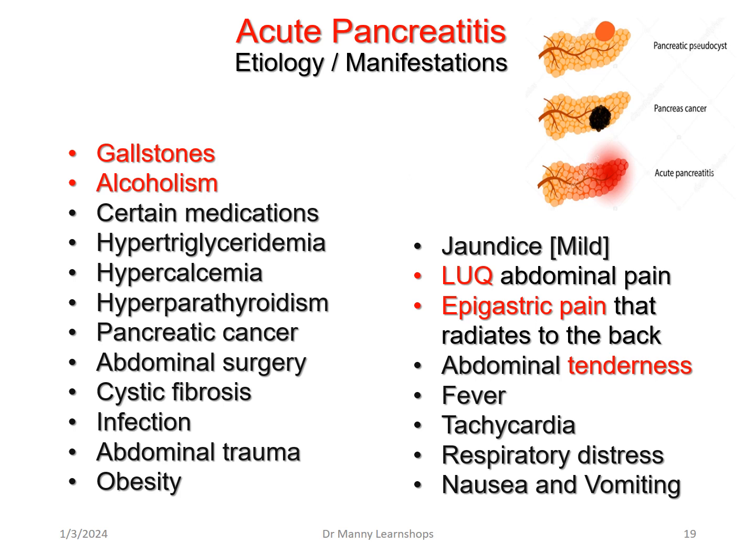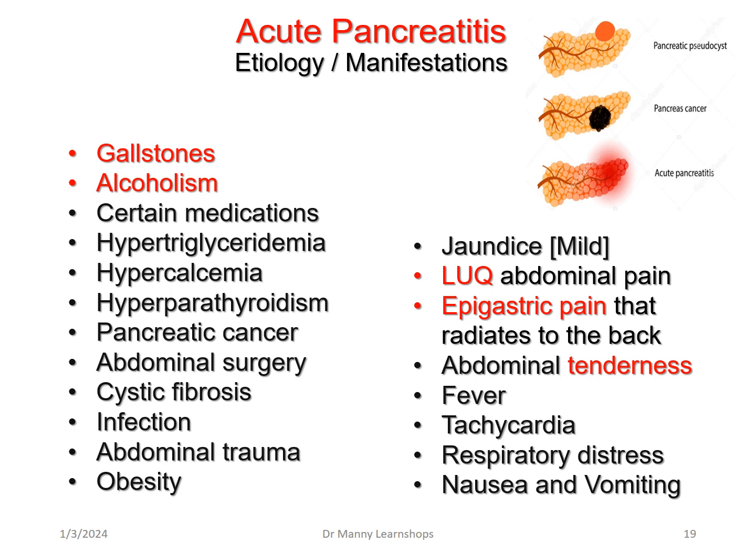Some of the causes, etiology, pathophysiology, of acute pancreatitis includes alcohol abuse, gallstones related to hypercholesterolemia, certain medications, elevated fat levels such as hypertriglyceridemia, hypercalcemia, hyperparathyroidism, cancers, abdominal injury, which can be related to any form of trauma or even surgery, any infection, and sometimes conditions such as cystic fibrosis.